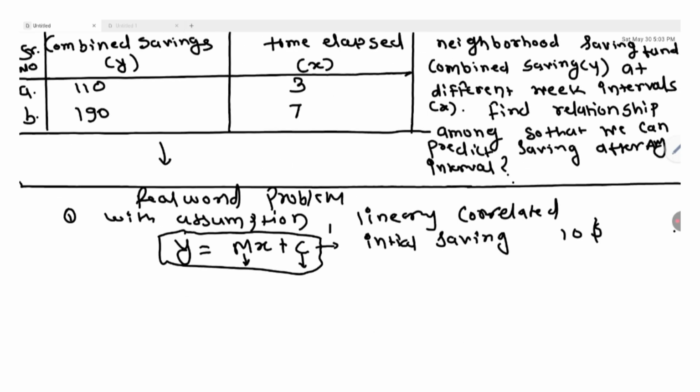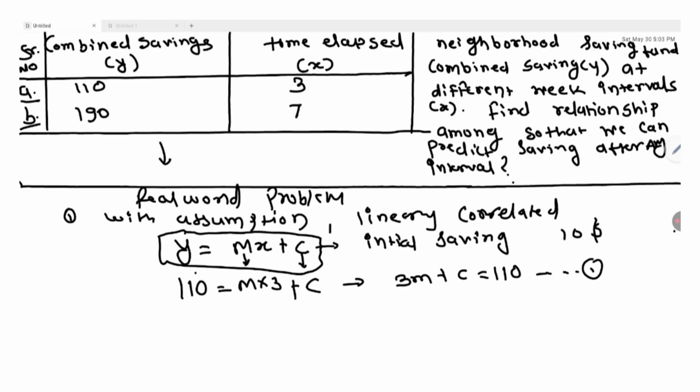Now we will use the simple substitution method to calculate the solution. So now let's say we have data rows. Let's try to replace the values. So y equals 110, m is the unknown, and x is 3. I hope up till now this is clear. I will keep the c as is. To make it more precise, I will write this equation as 3m plus c equals 110, which is equation number 1.